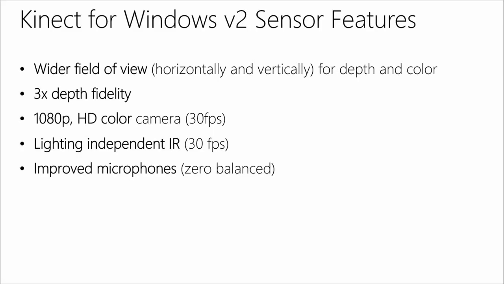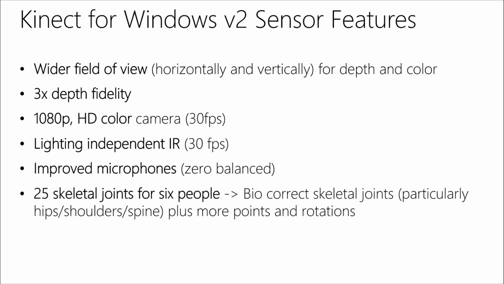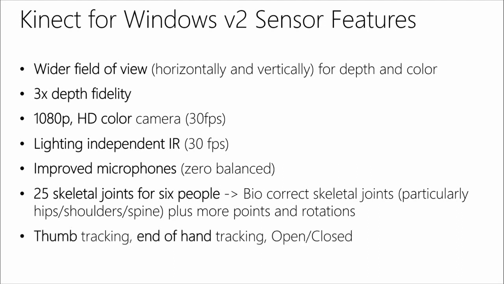We've improved the microphones. In V1 we had 20 skeleton joints for 2 people being tracked at the same time. And now we've upped that to 25 joints for all 6 people that can be seen at the same time. And then we've also done a better job with stability of the skeleton. We've positioned joints to be more anatomically correct. And again, we're going to show all this here in a moment.